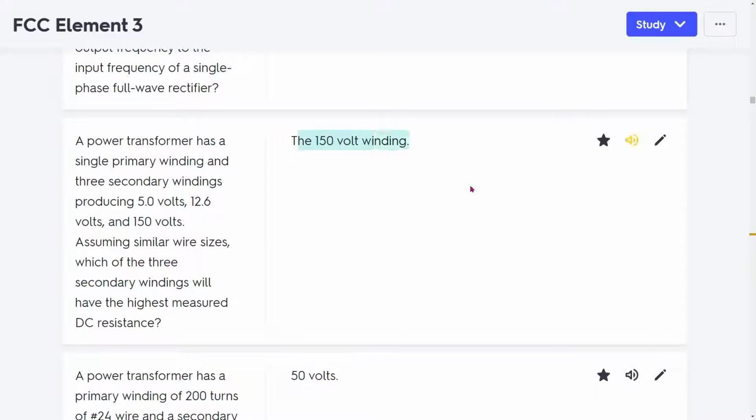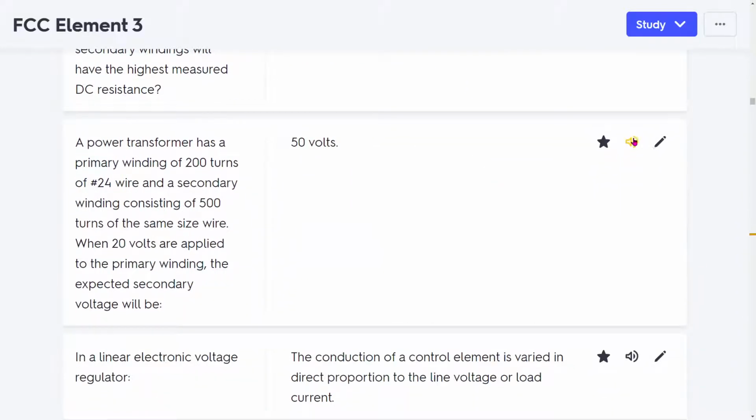The 150 volt winding. A power transformer has a primary winding of 200 turns of number 24 wire and a secondary winding consisting of 500 turns of the same size wire. When 20 volts are applied to the primary winding, the expected secondary voltage will be 50 volts.